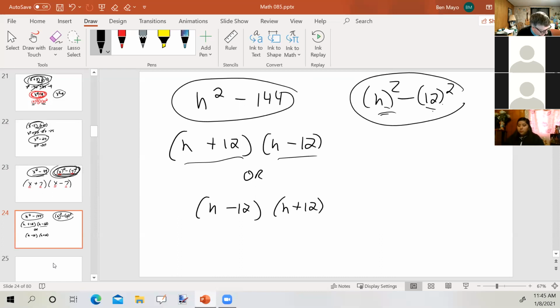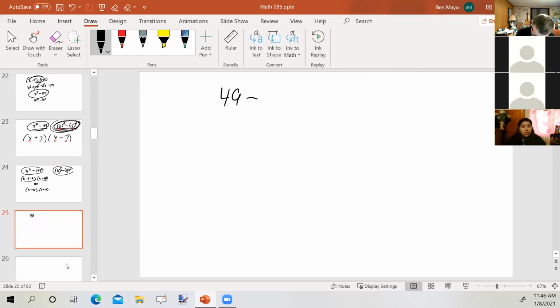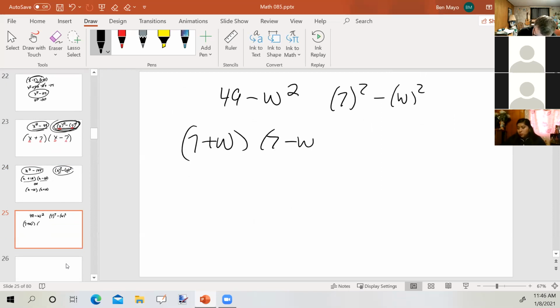All right. Now, with trinomials and larger, I've emphasized standard form. With binomials, standard form isn't so important as having it be the difference of something rather than the sum of something or whatever. For instance, take a look at this problem. 49 minus w squared. It's not in standard form, but it is 7 squared minus w squared. So we could write 7 plus w times 7 minus w and have it factored.